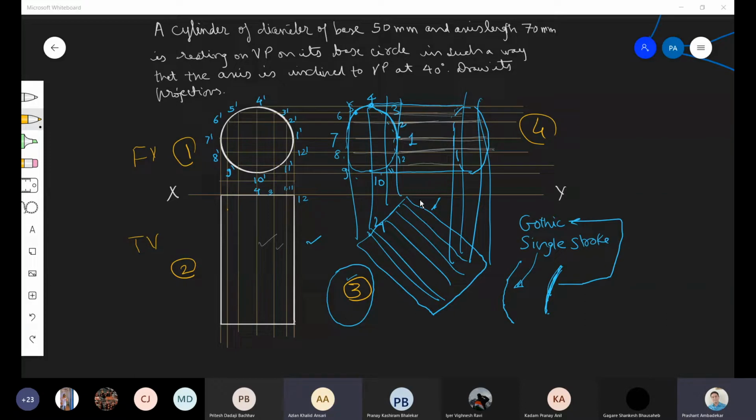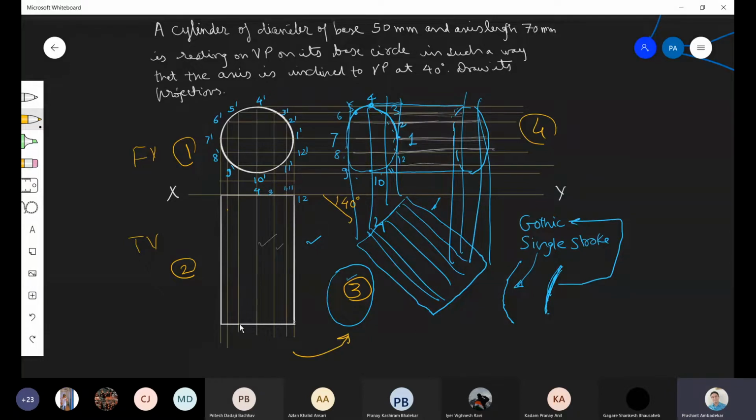Okay. See, what is this third stage? The third stage is we are inclining this at the given angle. What is the angle? Inclined at 45 degree to VP. So we are making this angle as 45 degree. Which one? This angle. This angle as 40 degree, not 45, 40 degree. So this entire top view will be tilted. It will be rotated like this, so that it becomes like this.